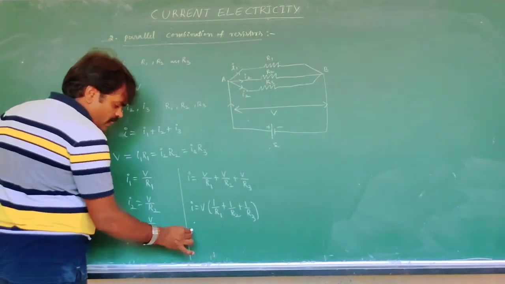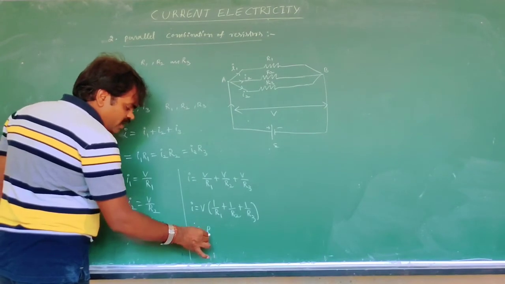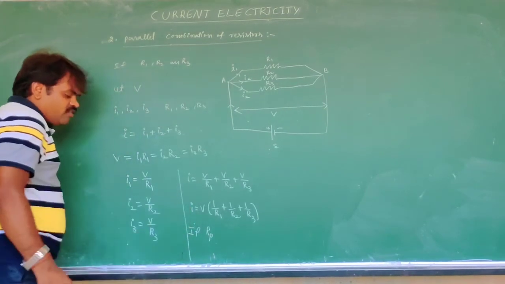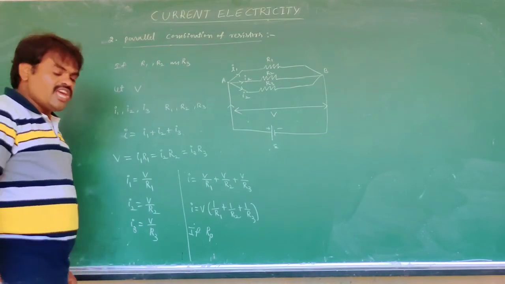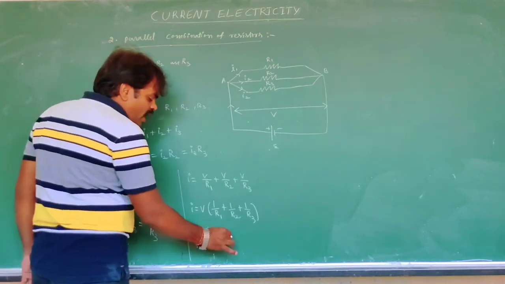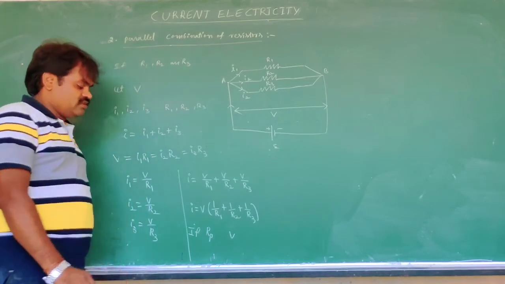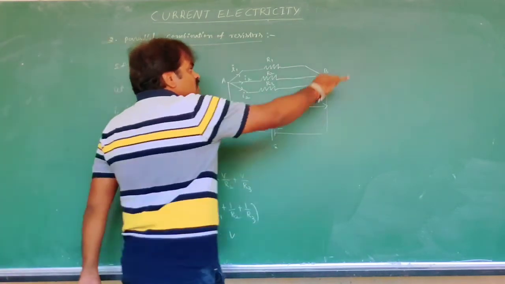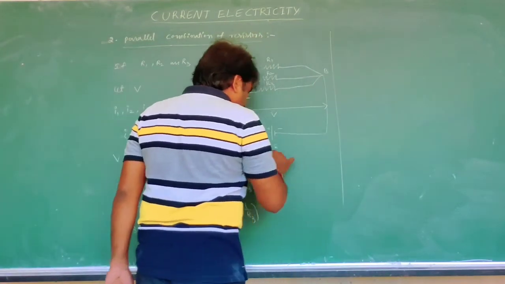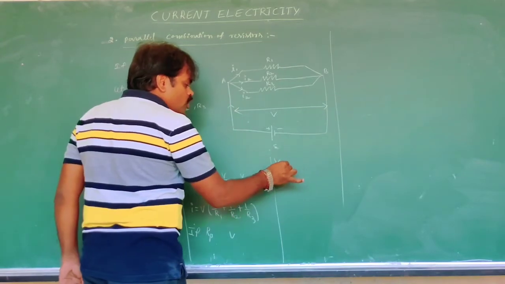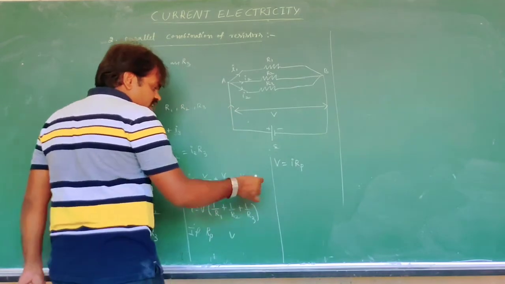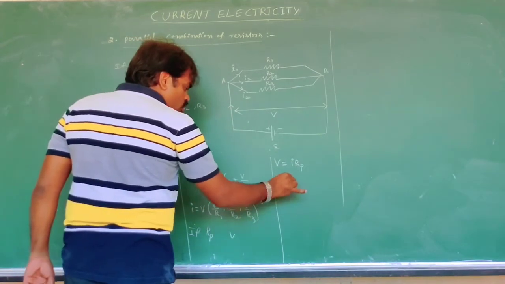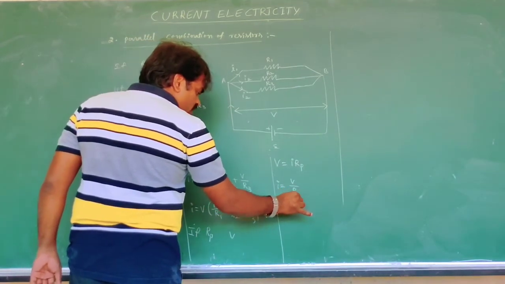If Rp is the equivalent resistance in the parallel combination of the resistors and the applied potential is V, then V is equal to I into Rp, that is, I is equal to V by Rp.